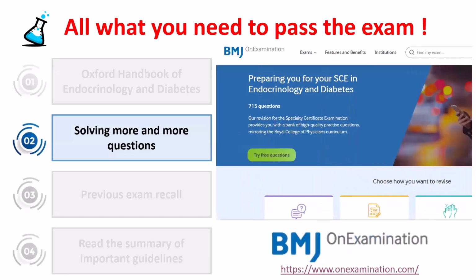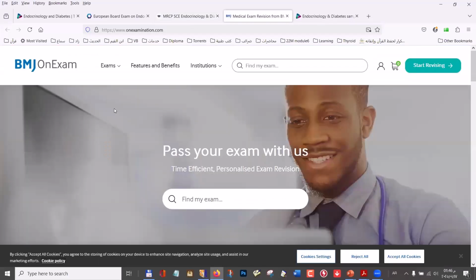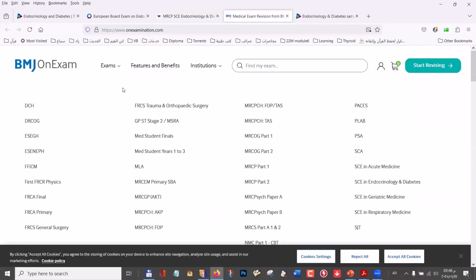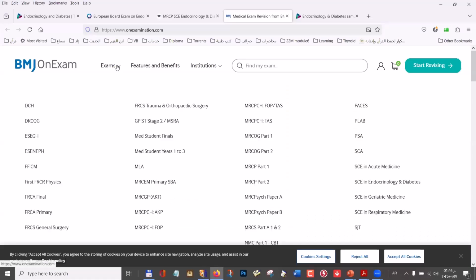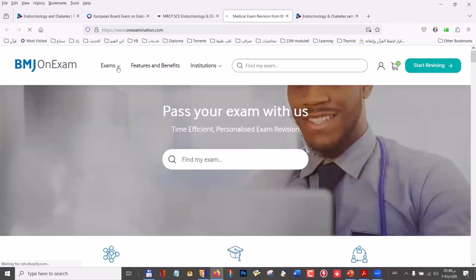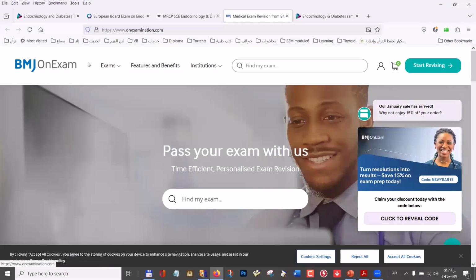Another one is British Medical Journal on examination, which is also another important source. But if you want one source, study BRN or OnExamination, I will suggest study BRN. So OnExamination is less than study BRN in the quality of the exam, and you can go through it by choosing exams and this link, this one.